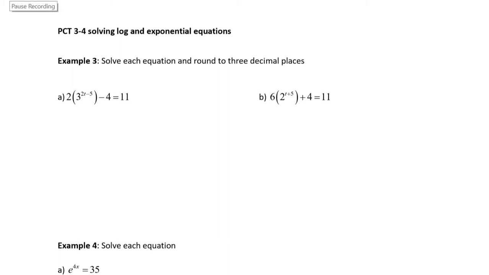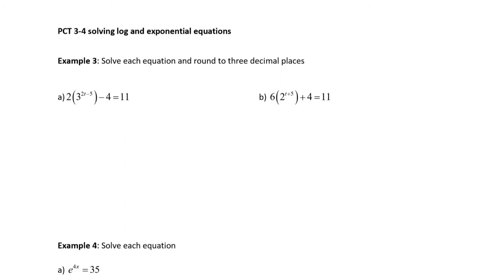This is the third video on examples solving logs and exponential equations. I'm going to work through example 3 and example 4. In example 3, I'm going to solve the equation and round it to 3 decimal places. In order to get full credit for this, you should show all of your work. So you should show a fully simplified algebraic answer and then show the decimal equivalent.